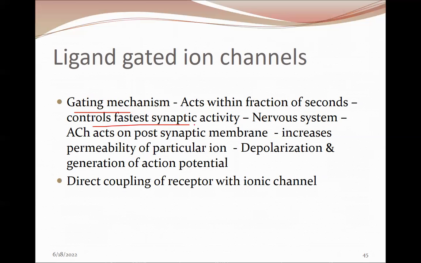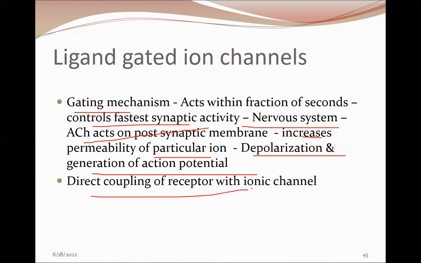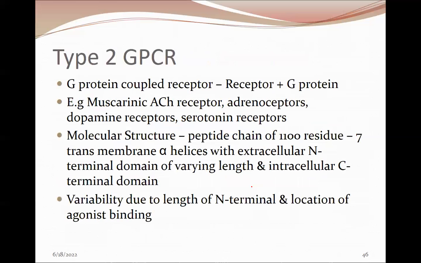So this controls the fast synaptic activity, which is mainly seen in the nervous system. The acetylcholine acts on the postsynaptic membrane, increases the probability of opening of a particular ion channel, causing depolarization and generation of action potential. There is a direct coupling of receptor with ion channels. There is no second messenger in between.